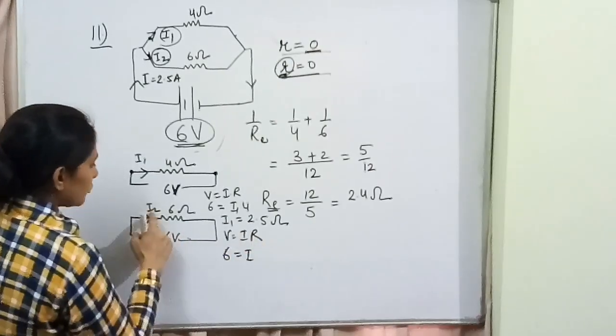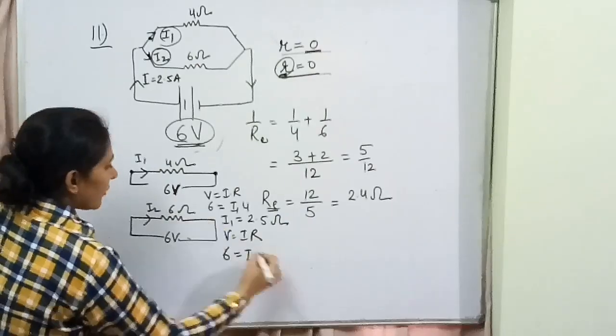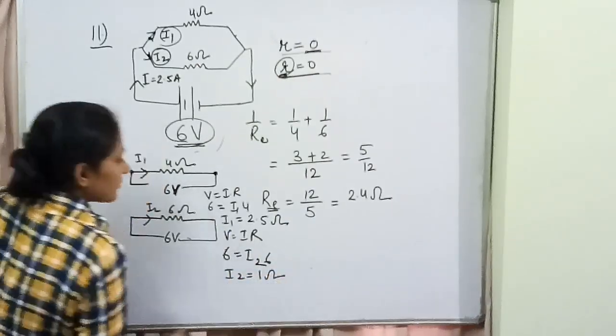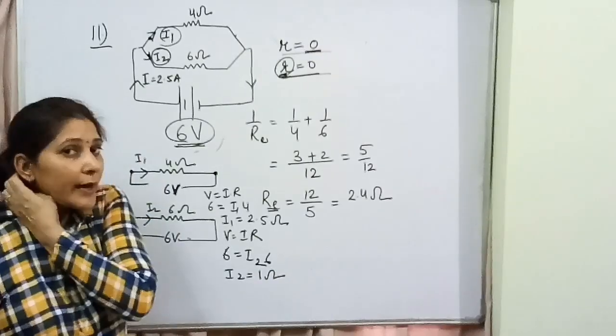I is I2 we considered over here, and the value of R is 6. So the value of I2 is equal to 1 ohm. This way you can find out the value of I1 and I2.